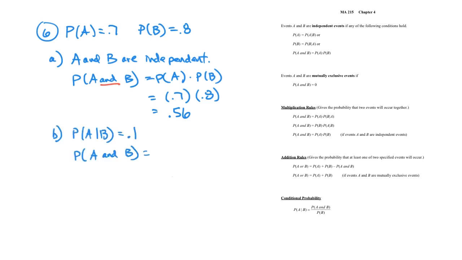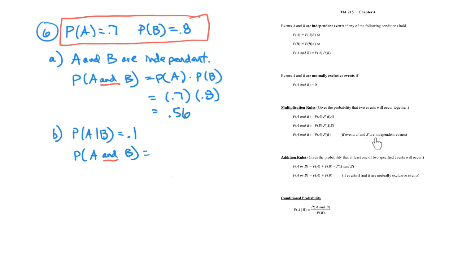Okay, so for part B, we still have this. These are still given. But now we're on part B. So in addition to this, we also have this. The probability of A given B is 0.1. And they want us to figure out what is the probability of A and B. Well, think about this. Again, they're asking us an and question. So we need to look over here at the ands. And this is the easiest one, this last one.